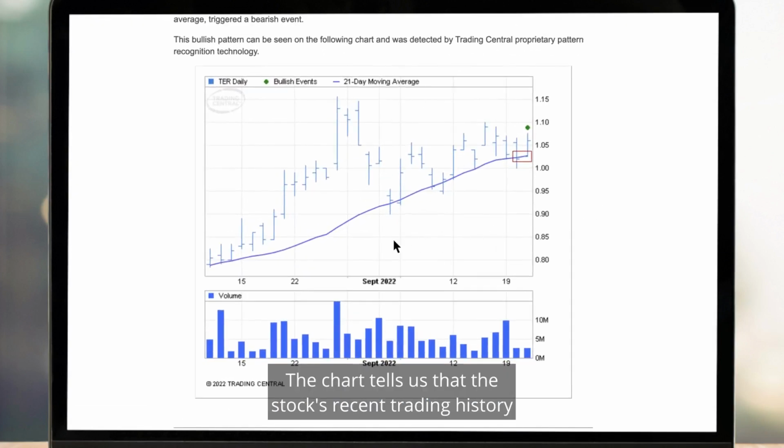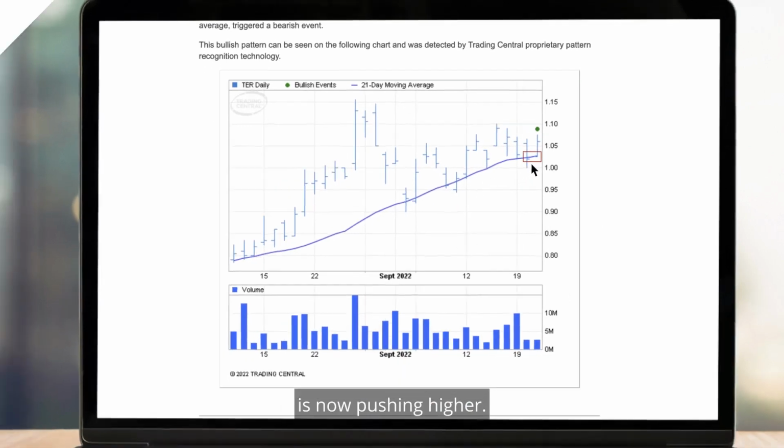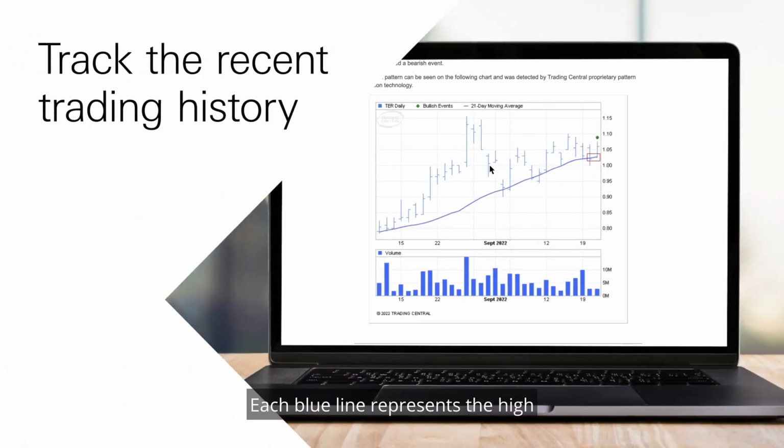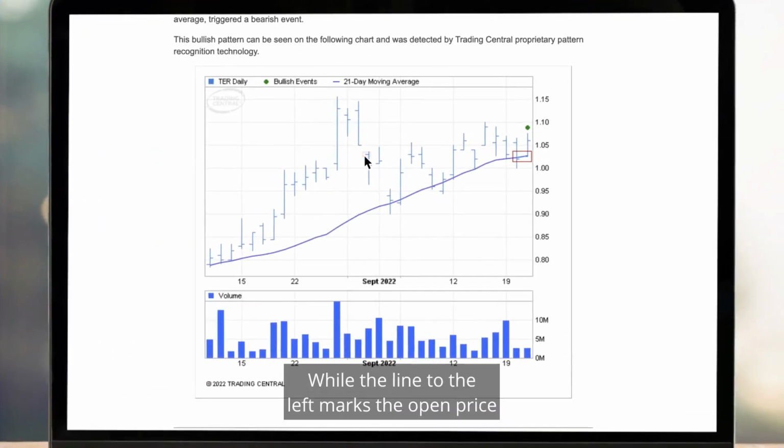The chart tells us that the stock's recent trading history has formed a chart pattern suggesting its price movement is now pushing higher. Each blue line represents the high and low price for the day, while the line to the left marks the open price and the line to the right marks the closing price for the day. As we can see, the stock is on an upward trend.